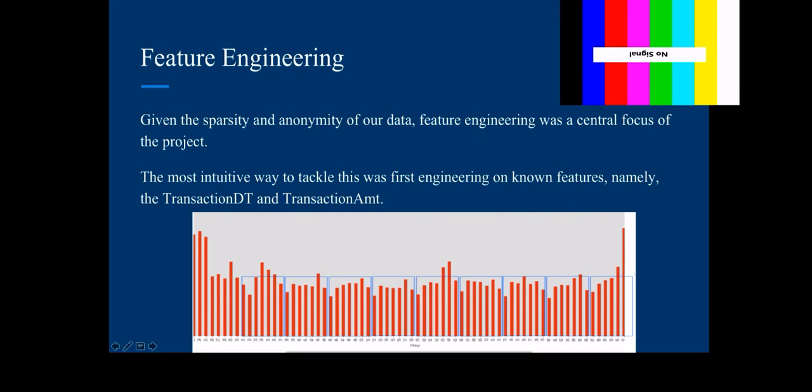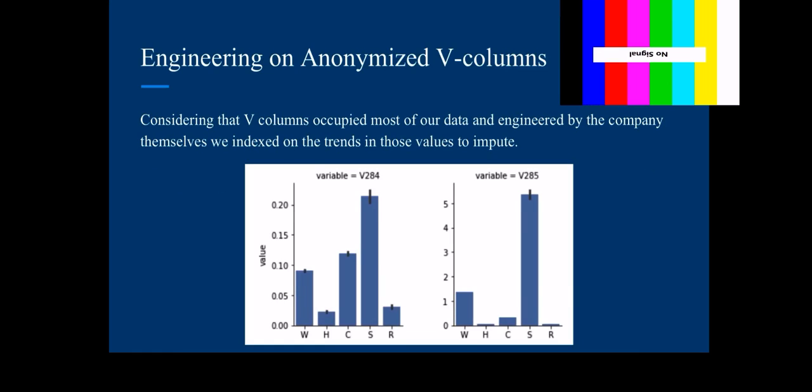Another of the features that was not anonymized was the emails associated with the transactions, and we divided them between whether they were foreign or domestic to see if there were any trends in that. And then we moved on to the anonymized columns afterwards and did feature engineering based on that.